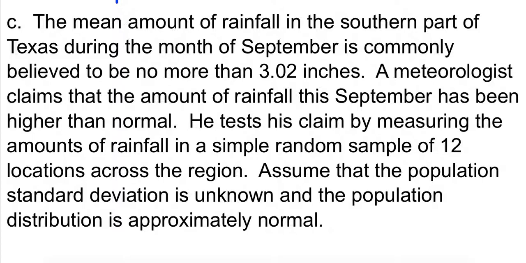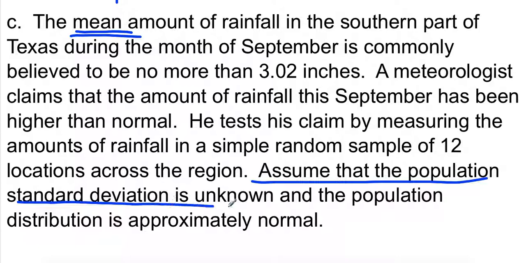All right, the key on this one: mean amount of rainfall. Okay, this is not a proportion, this is a mean. So if you're dealing with means, this is either a z-test or a t-test. So we have to decide which one. And right here, assume that the population standard deviation is unknown. Well, since it's unknown, this is going to be a t-test. Okay, so we'll have to make adjustments for that.